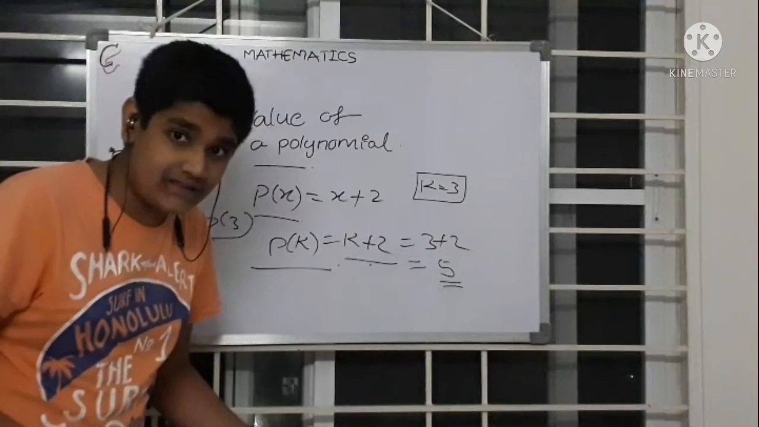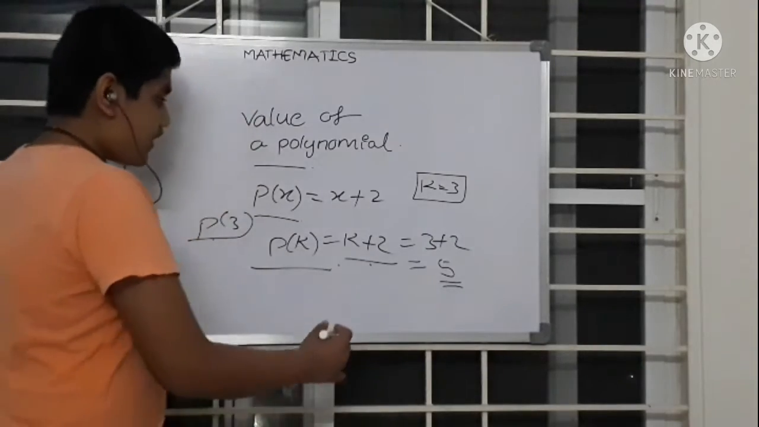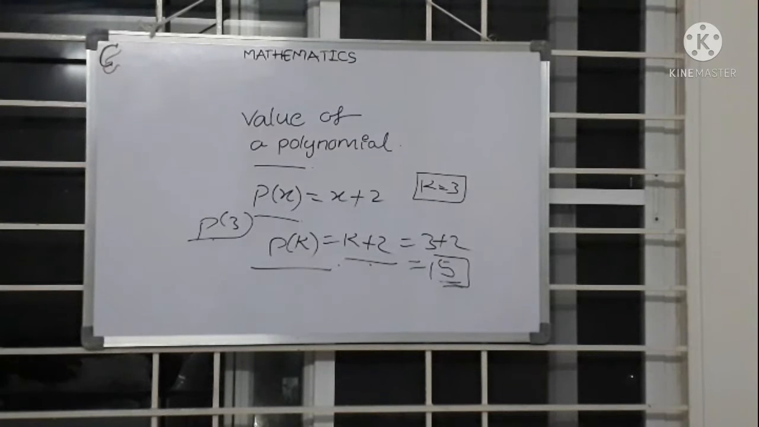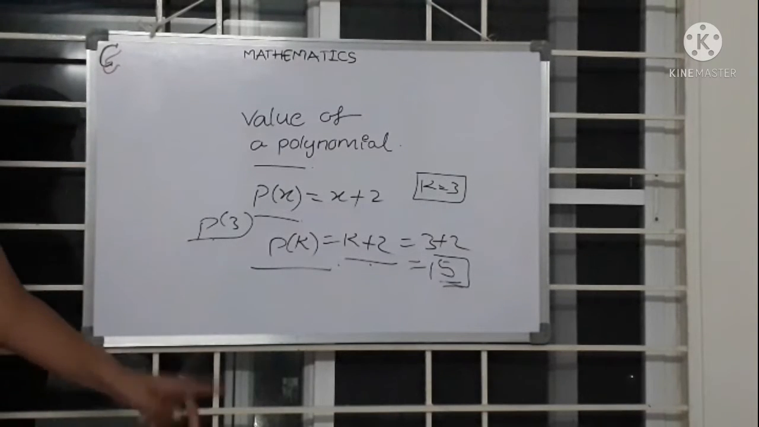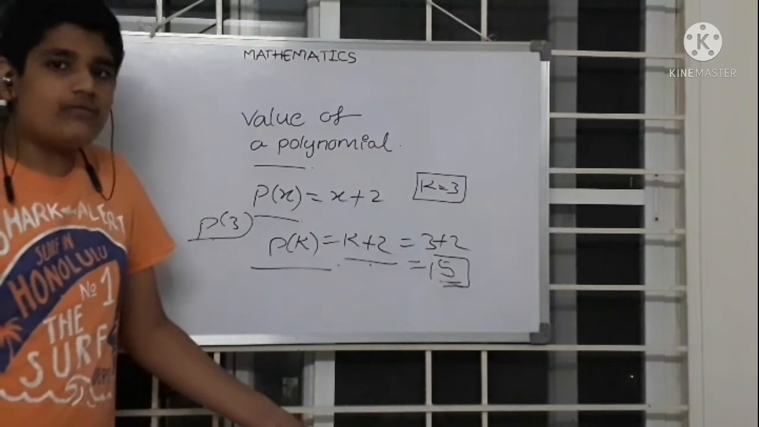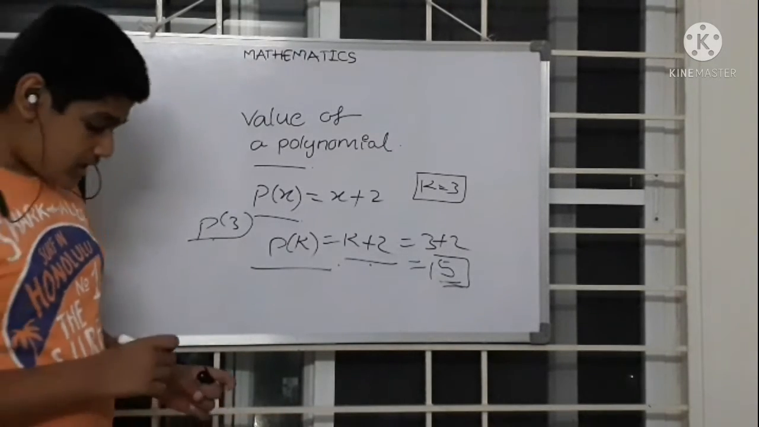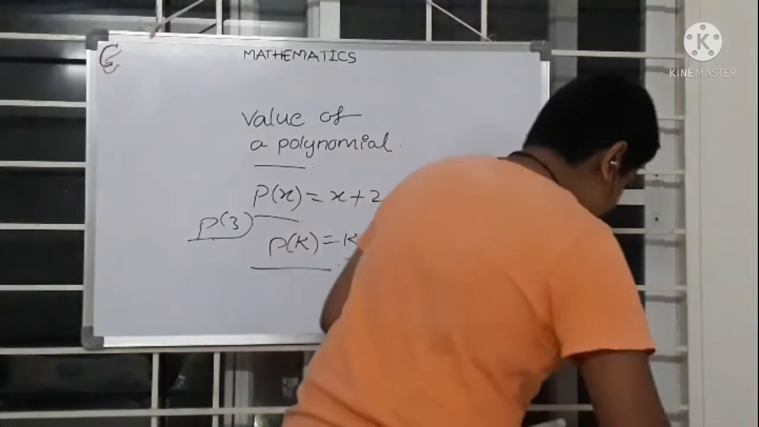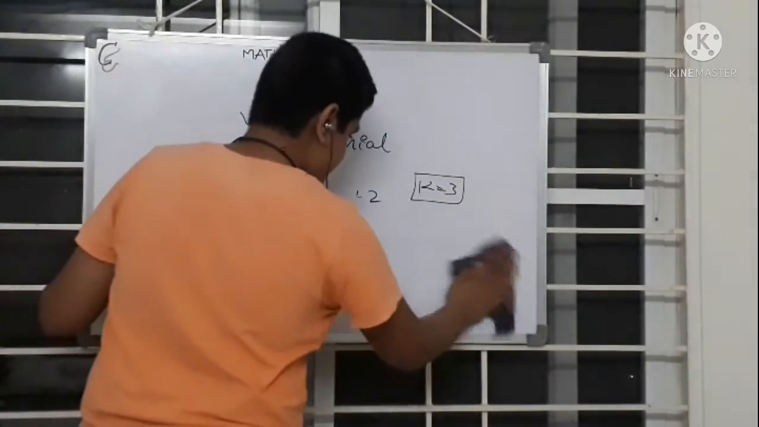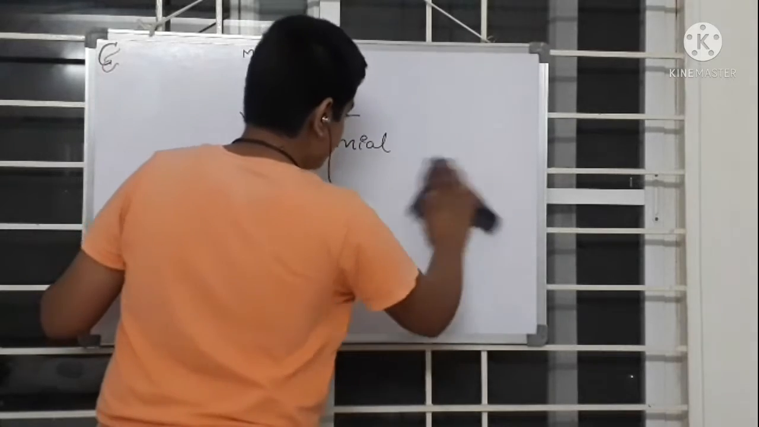Are you understanding? Is it clear? Here 5 is known as the value of p of x where x is equal to 3. You can say it in that way also. Now let me make the concept more clear by giving you plenty of examples. Let me repeat the definition once again.